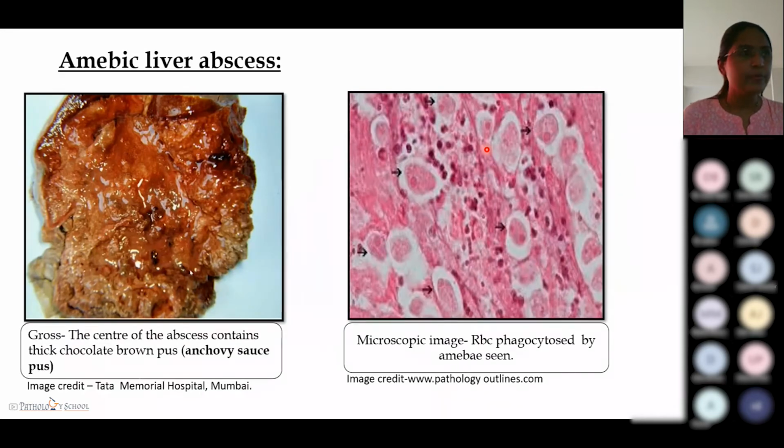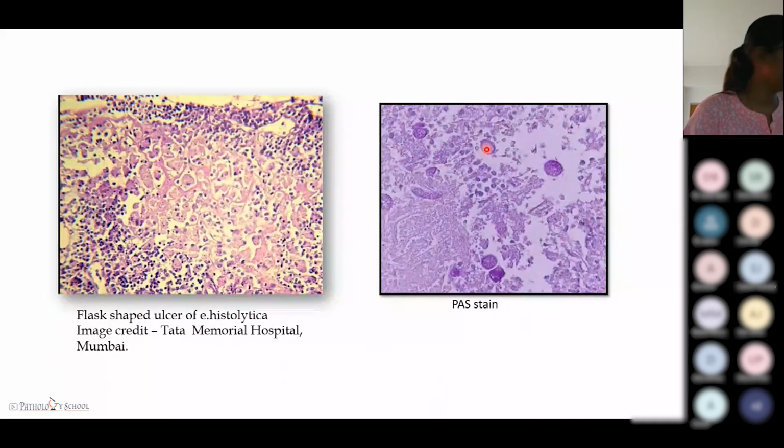If you look around the individual trophozoites, you see a clear space. Yes, and that is because of the cytolysis. This is one of the clues that you get. So around individual trophozoites, you get the clear space, and that halo will be seen.